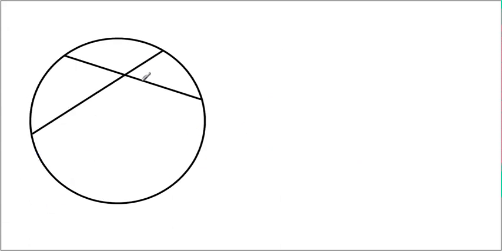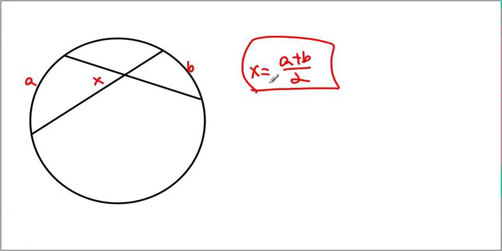So if you have to summarize, if I call this one as x and these as a and b, what we'll end up getting is x equals (a plus b) over 2. That is the so-called relationship or formula, however you like to look at it.